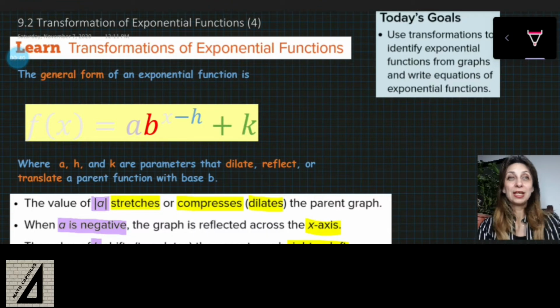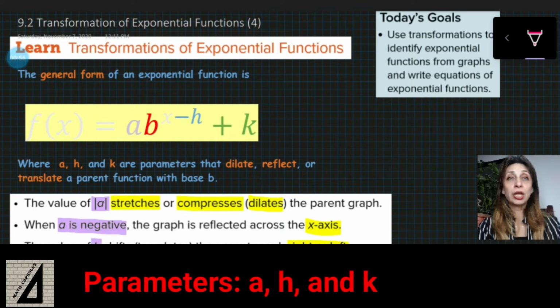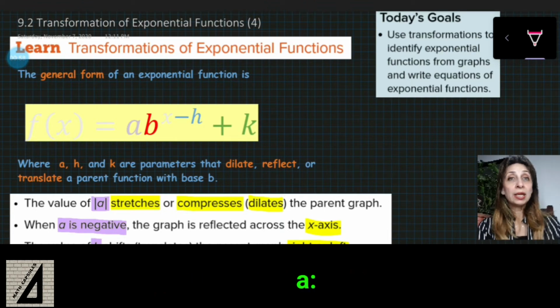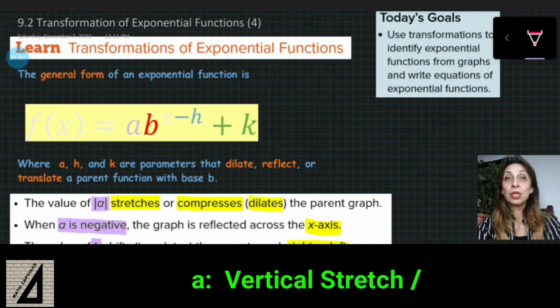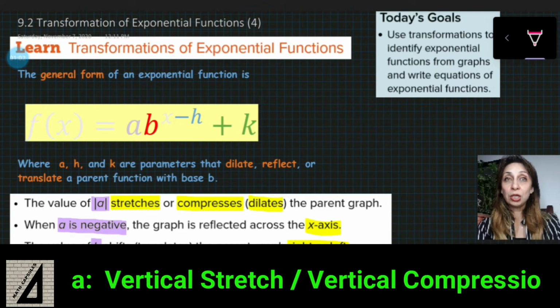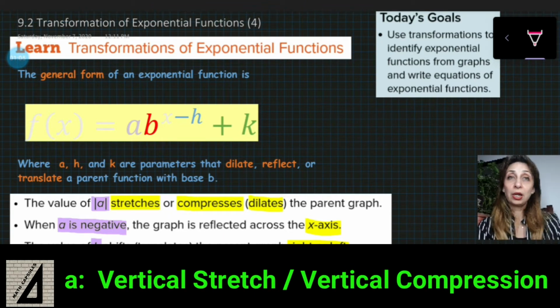My dear students, today we are going to summarize what we have learned about the transformations of exponential functions. We have learned that the exponential function transformation can be done by several parameters. These parameters are a, h, and k, where a is responsible for the dilation, the stretching and the compression, for vertical stretch or vertical compression.